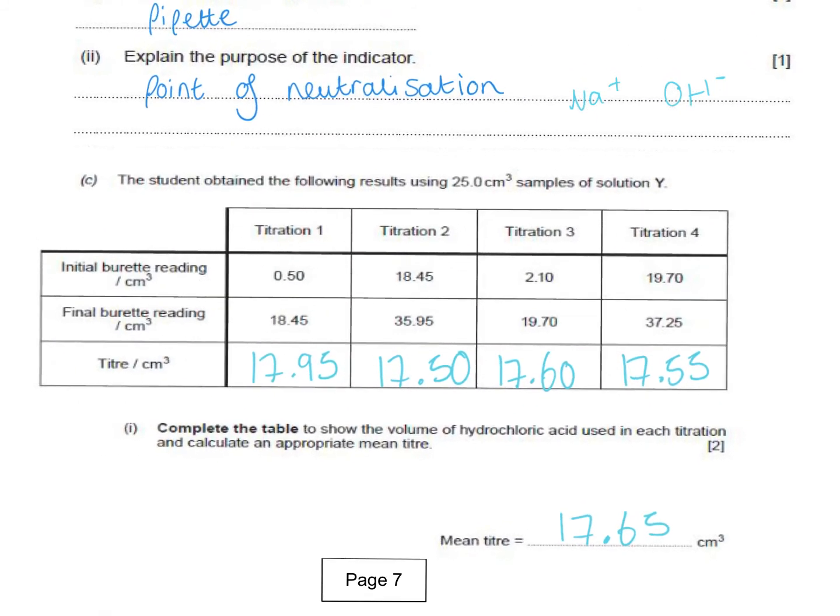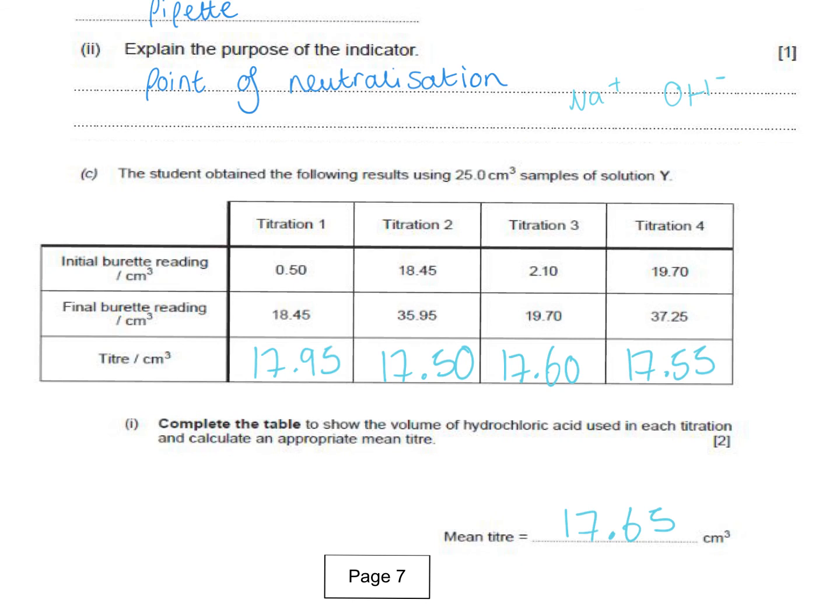Final question then. Complete the table. So what you had to do was this number take away this number. This number take away this number, this number, take away this number, this number, take away this number. And then complete the table. You would add them all up and then divide by 4 to give you the mean.